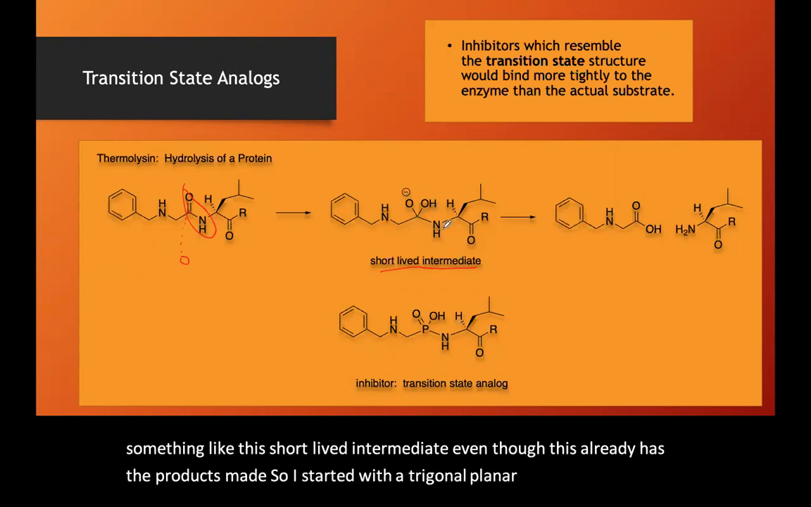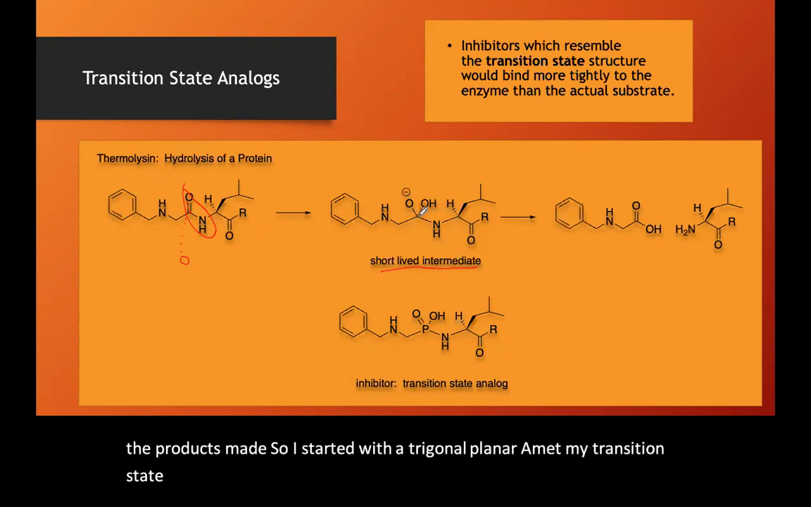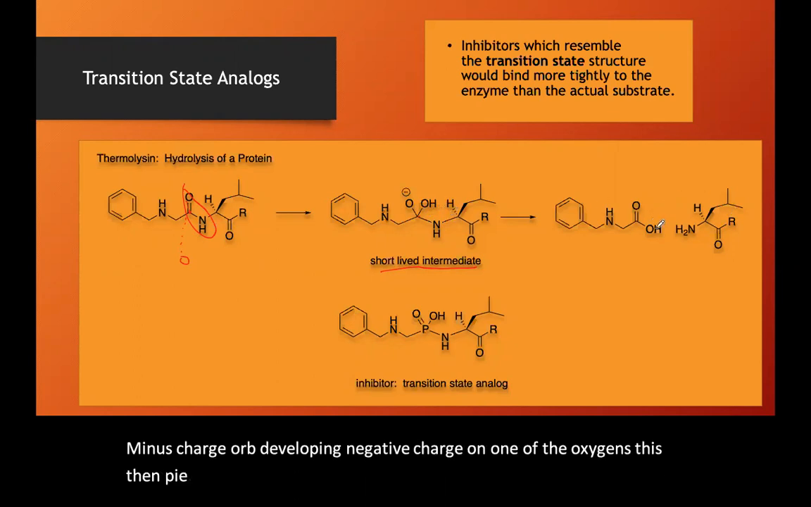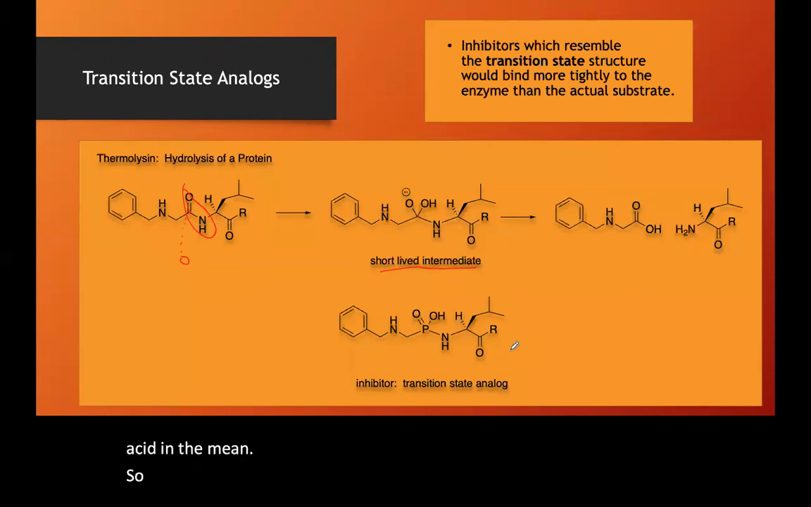My transition state or intermediate will be tetrahedral with a minus charge, or developing negative charge, on one of the oxygens. This then pi donates down and kicks off the nitrogen, giving me the carboxylic acid and the amine. So the inhibitor for this enzyme, it turns out, is this structure.